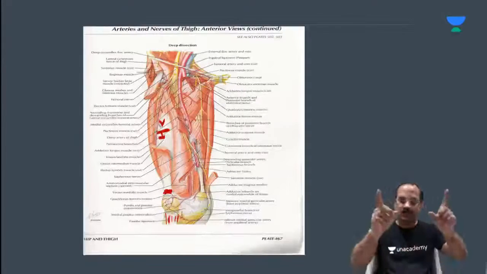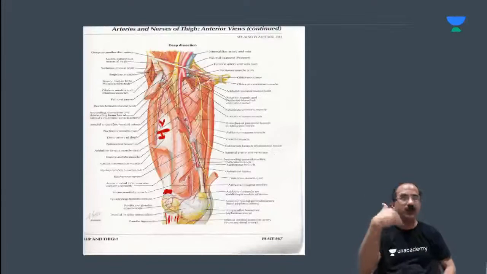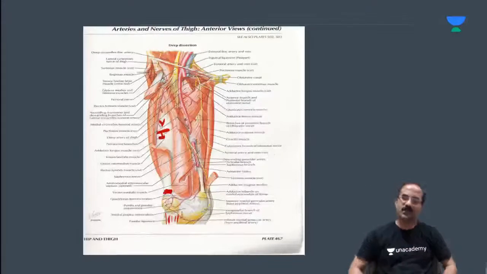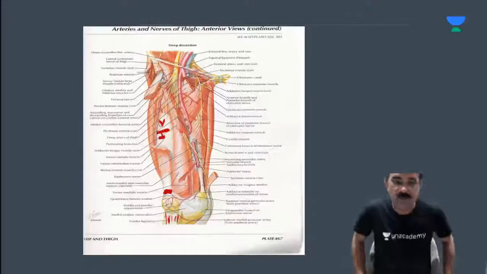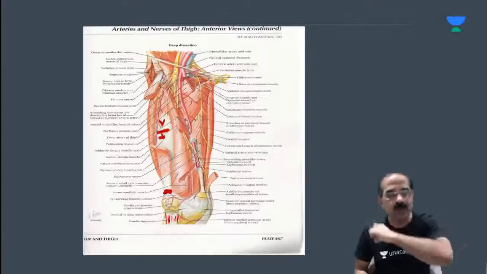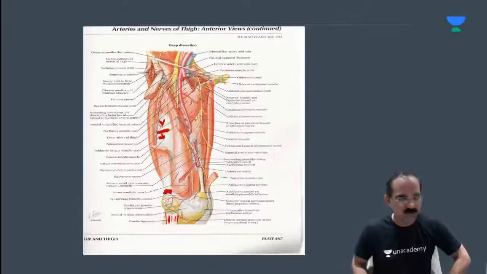Out of this quadriceps femoris, there's only one muscle which is going to act on the hip joint. Which muscle acts on the hip joint? The rectus femoris, because the rectus femoris crosses the hip joint. And what is the action of rectus femoris on the hip joint? It will cause flexion at the hip joint.